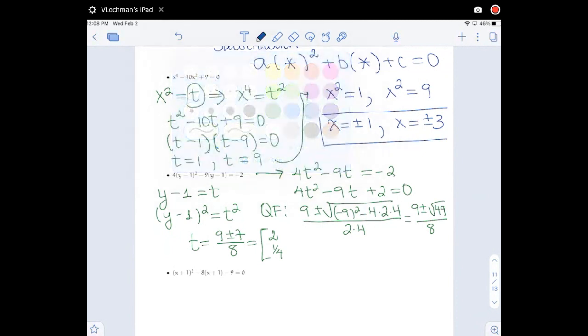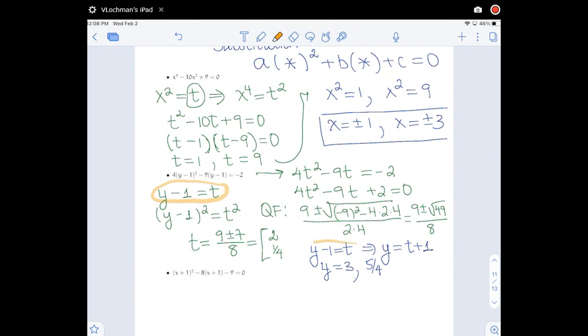We go back to our original substitution. y minus 1 is equal to t. So from here, y is equal to t plus 1. So 2 plus 1, that's 3. 1/4 plus 1, what is that? 5 over 4, right? Okay. All right. So here's my substitution. I return to it at some point to find my values for the original variable y.